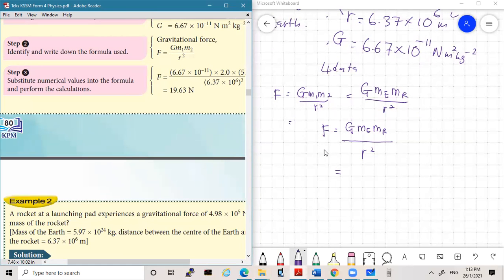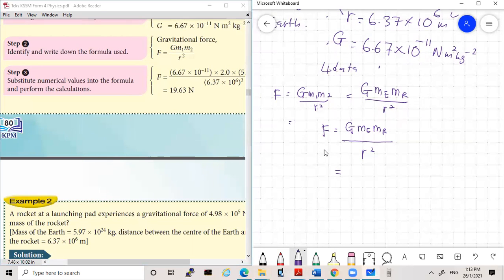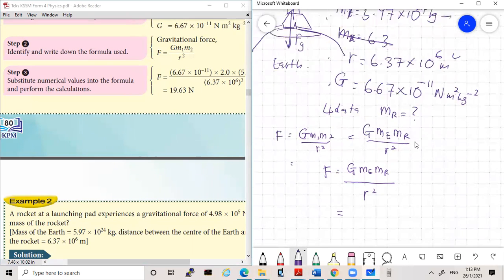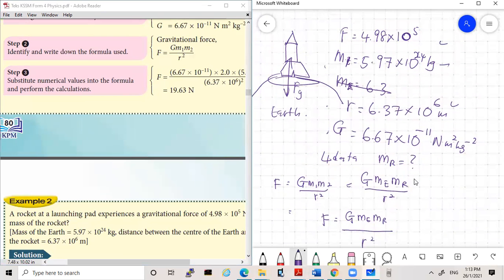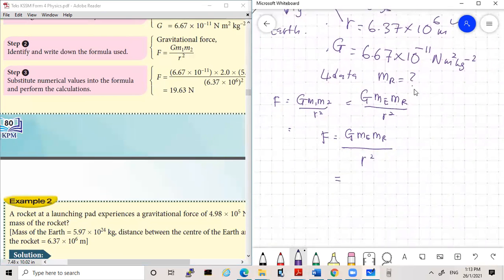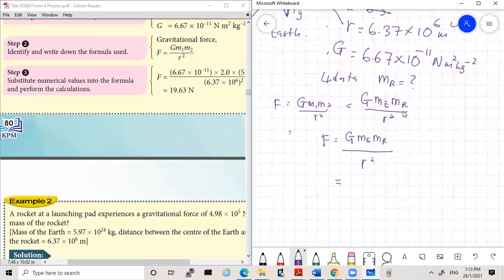So here let's put MR is needed. That's why they didn't give us the value for the mass of the rocket. They just leave it and ask us to find the mass of the rocket. So we have F, G, ME, and R squared, and MR. Of course, you can substitute the numbers here.